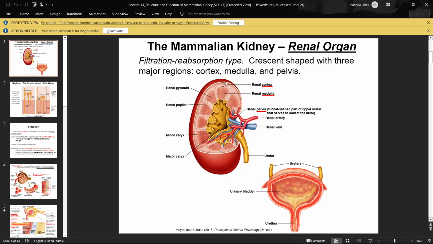You have the outer cortex right here. You have the middle portion, which is the medulla, and then you're gonna have this inner region, which is the renal pelvis. And this is like this funnel-shaped little part that's going to serve to collect the urine and feed it into the ureters and into the bladder, where it's ultimately going to get excreted out of the body. So, just a really quick basic rundown: cortex, medulla, pelvis, working outer to in.